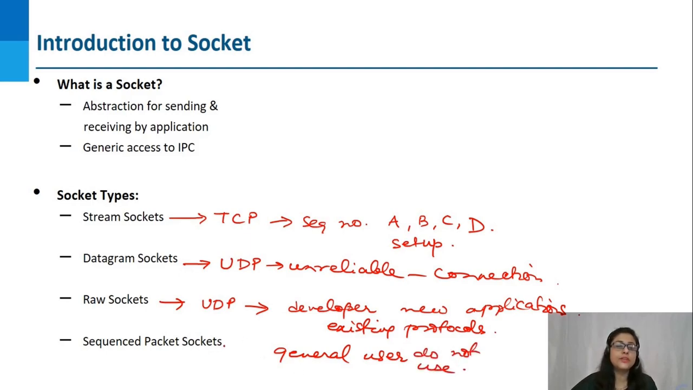Let us now turn our attention to sequenced packet sockets. These are like the stream sockets. They use TCP, but the only difference between the stream sockets and the sequenced packet sockets is that the data records have some boundary. Here the data records will have no boundary.